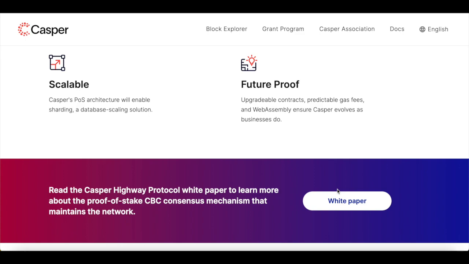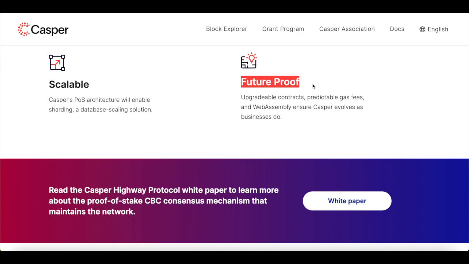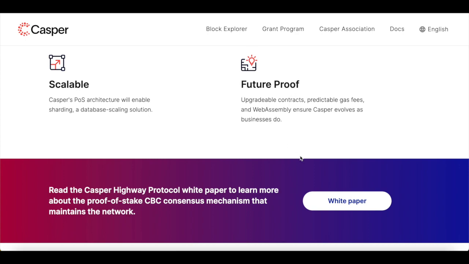POS, proof of stake architecture, will enable sharding and database scaling solution. And the most important for me, at least, is future proofing that we've talked about so much. But let's talk about it a little bit more, just so I can get you guys on the same page that I am on. Future proof, upgradable contracts, predictable gas fees, and WebAssembly ensures Casper evolves as businesses do and as businesses should. And that's good.